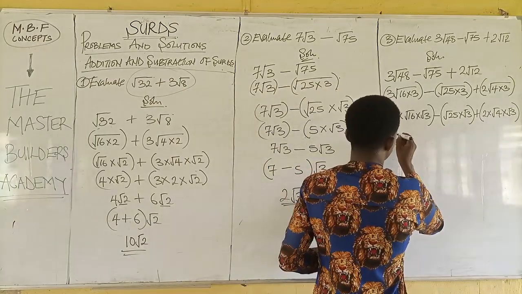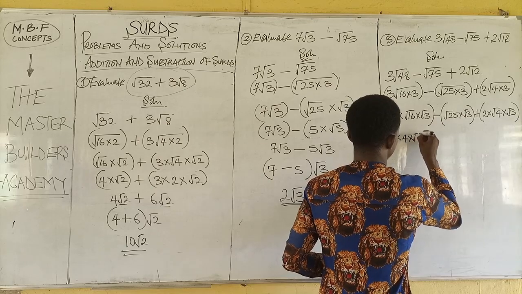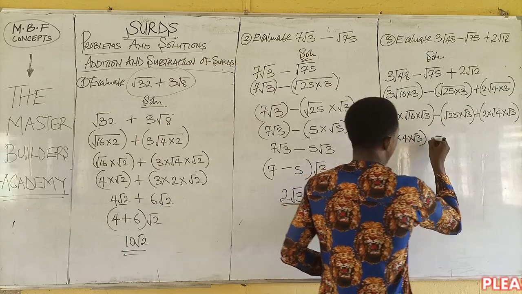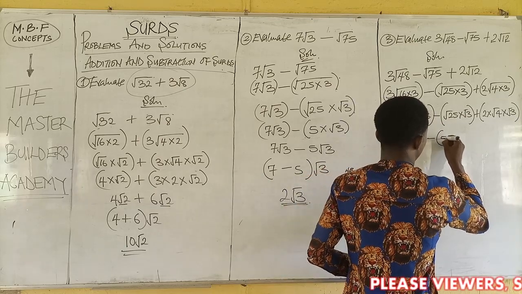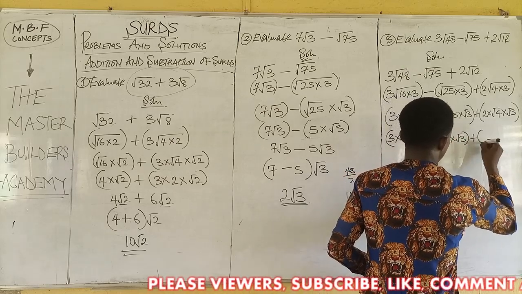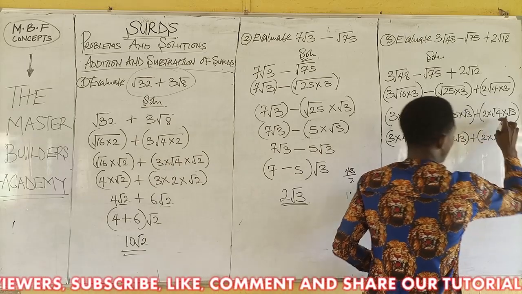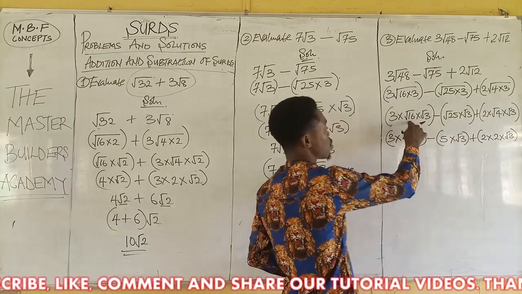Okay, now this would have given us 3. The square root of 16 is 4 times root 3. Then minus open bracket, the square root of 25 is 5 times root 3, plus the square root of 4 is 2 times root 3. Square root of 4, 2. Square root of 25, 5. Square root of 16, 4.